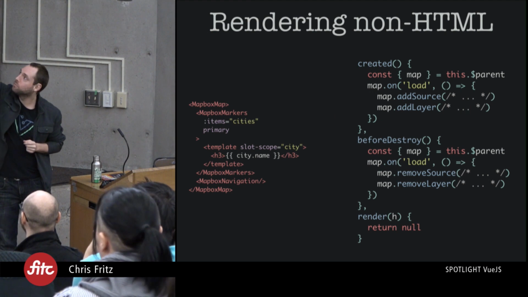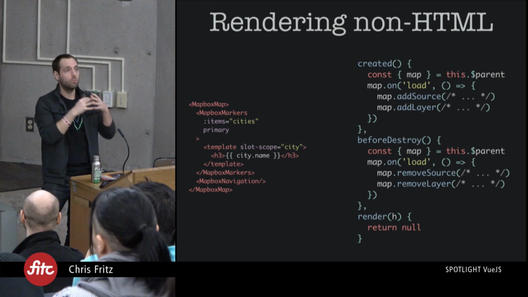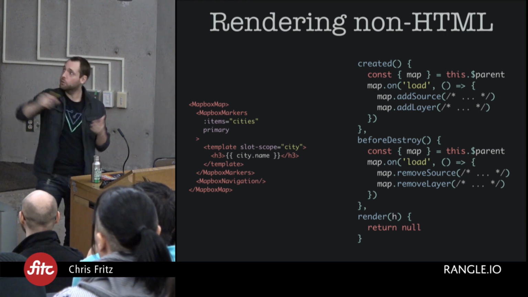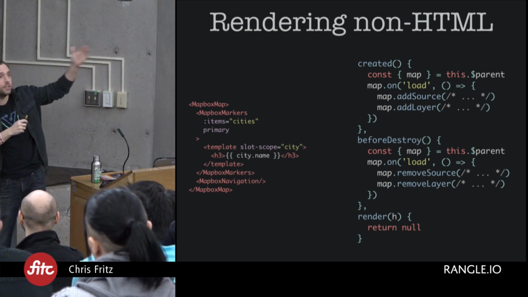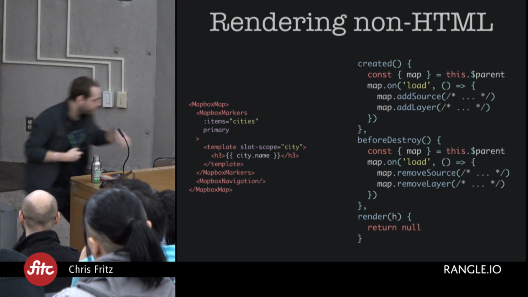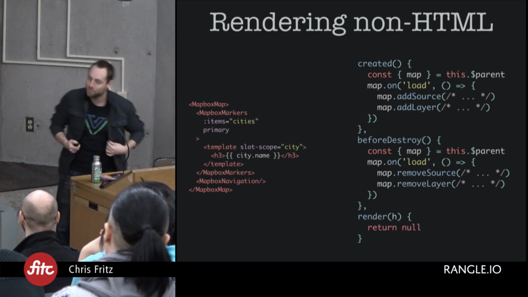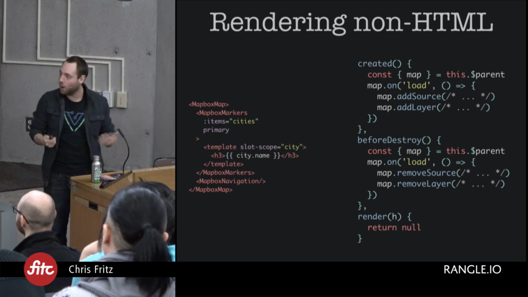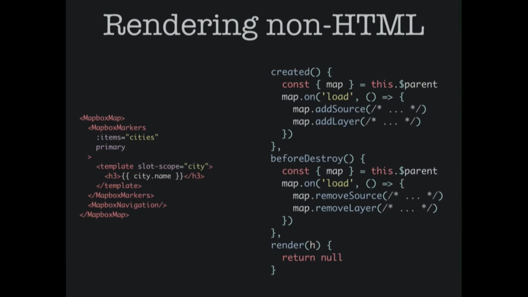And then on created, we do some initialization. Before destroy, we do some cleanup. And you can also, with some watchers, update your data source when the items that are passed to this Mapbox markers component change. That's what the prop is called, items. You can watch that. And then instead of a template, we have a render function that just returns null. You can actually do that. You can return null, and it'll just say, okay, I won't render anything. I'll trust you. You got this.